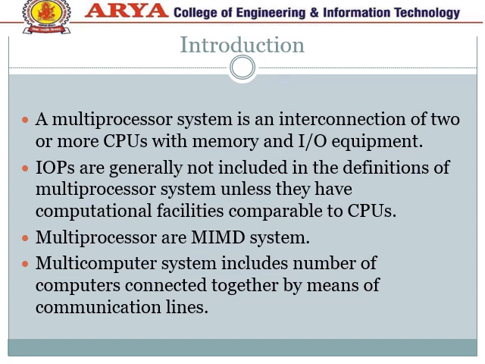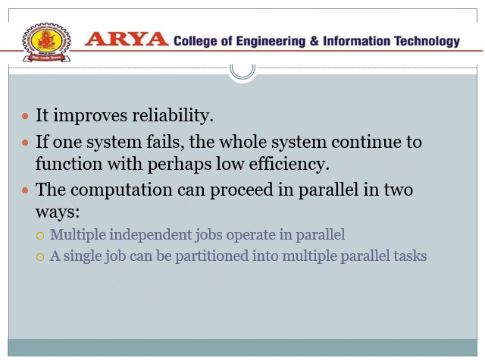Four, a multicomputer system includes a number of computers connected together by means of communication lines. Five, it has improved reliability. If one system fails, the whole system continues to function, perhaps with lower efficiency. Last, the computation can be processed in parallel in two ways. Number one, multiple independent jobs operate in parallel. Second, a single job can be partitioned into multiple parallel tasks.